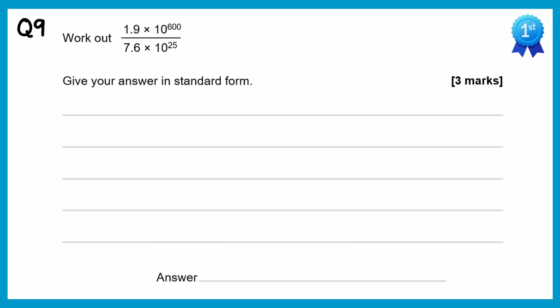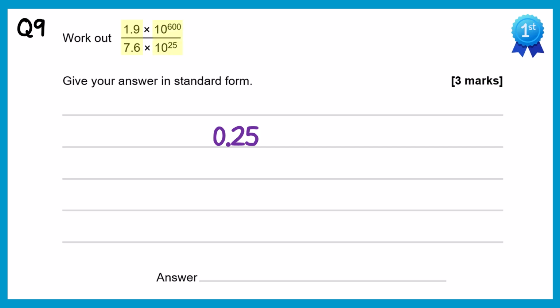In this question, we need to do a calculation in standard form. We're going to divide 1.9 times 10 to the power 600 by 7.6 times 10 to the power 25. We're going to start by doing 1.9 divided by 7.6, which gives you 0.25. Then we're going to do 10 to the power 600 divided by 10 to the power 25.